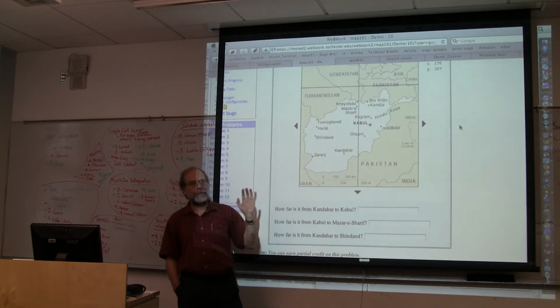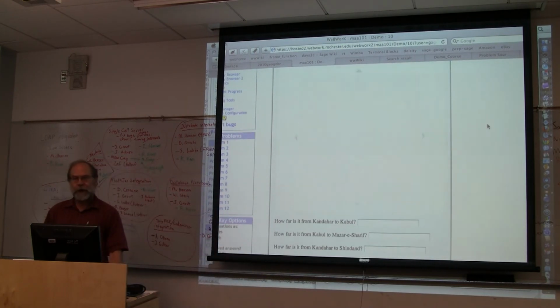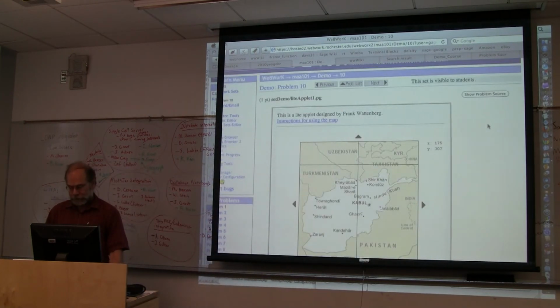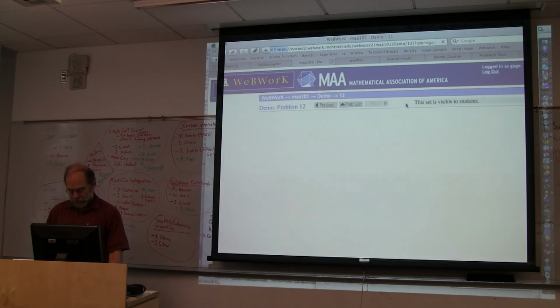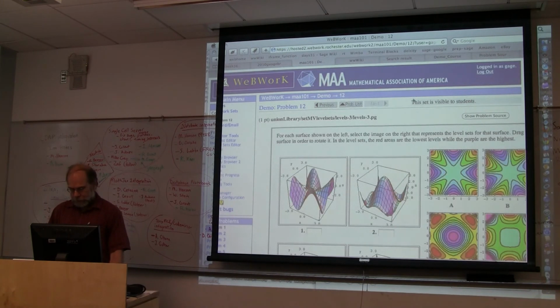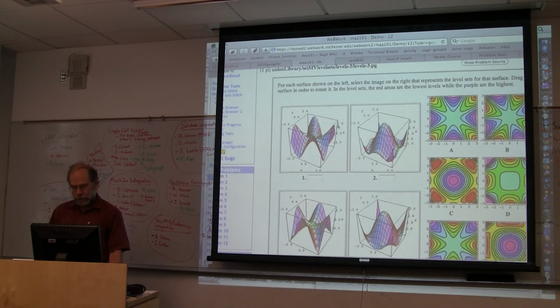That's pretty good for an automated problem type of thing. You can actually get some students to think quite a bit while they're doing that. Here's another version of the same thing. And here's the tour de force. This is one of David Simone's problems that he did early, and this is matching contours with surfaces.